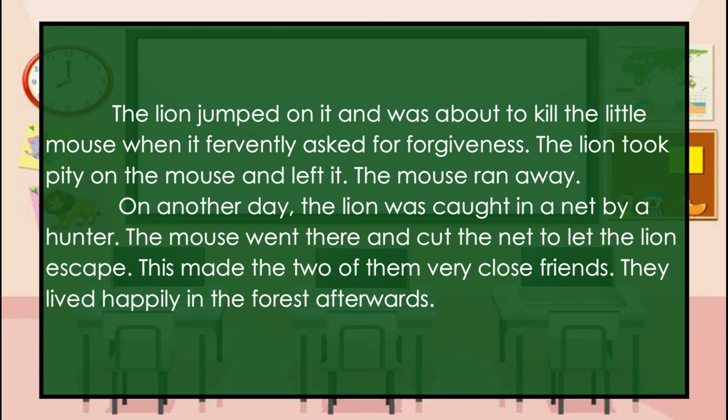The lion jumped on it and was about to kill the little mouse when it fervently asked for forgiveness. The lion took pity on the mouse and left it. The mouse ran away. On another day, the lion was caught in a net by a hunter. The mouse went there and cut the net to let the lion escape. This made the two of them very close friends. They lived happily in the forest afterwards. Do you love it? Now, here are the questions that will make you understand the story better.